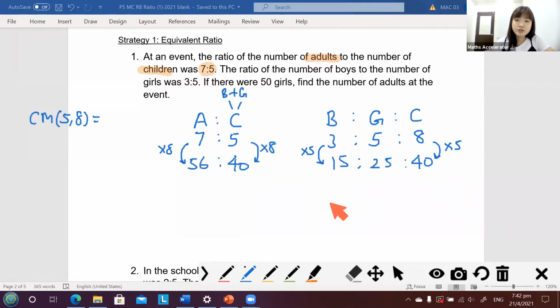So how to use? Ratio, you can think of it as units, right? If there were 50 girls, how many units for girls do you have? Let's look at this. Is the units for girls 5 or 25? Which one should you look at? 5 units or 25 units for 50 girls? Good, I see a lot of you typing 25. Correct. You should be using the one that is equivalent. This one.